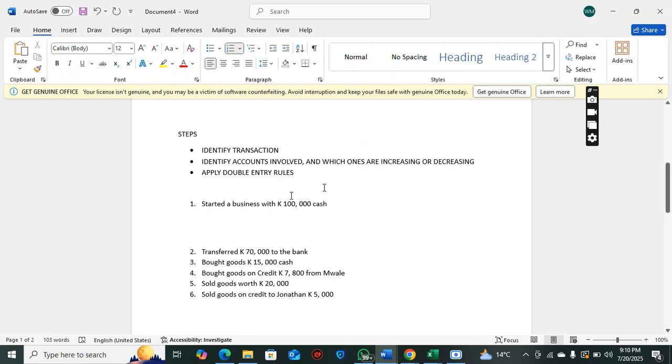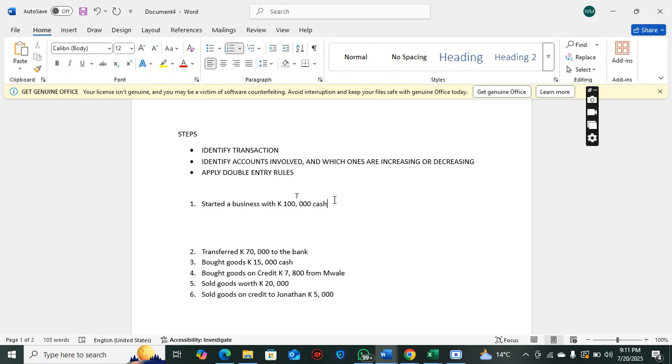Right. So after we've identified the two accounts, now we have to identify which account is increasing, which one is decreasing. Sometimes both can increase, also both can decrease at times. So in this case, both accounts are increasing.